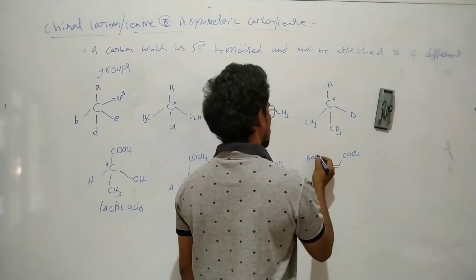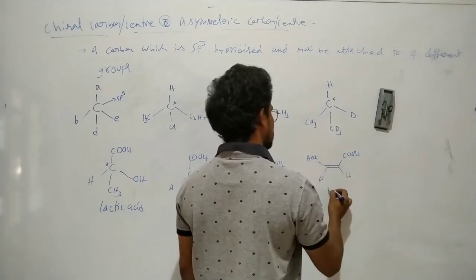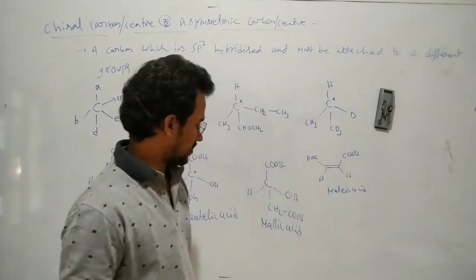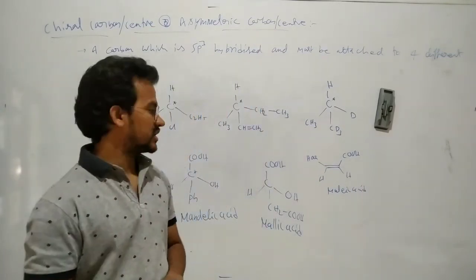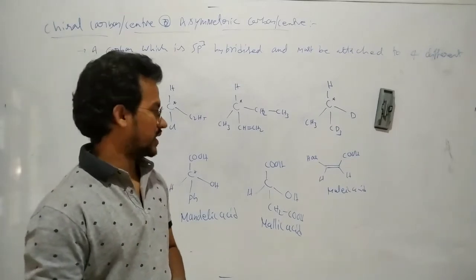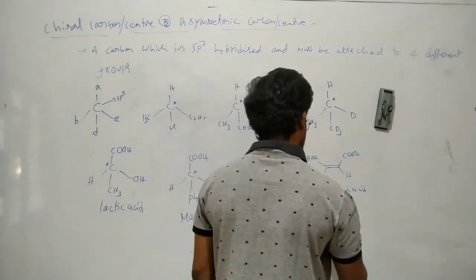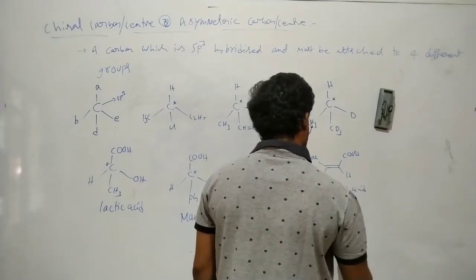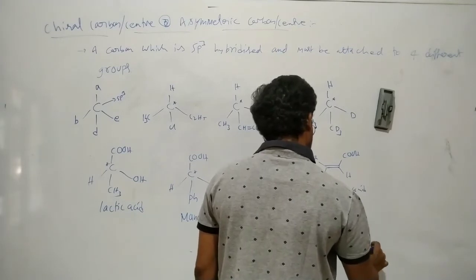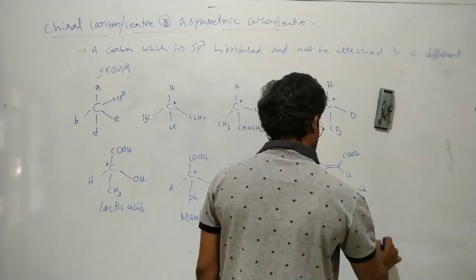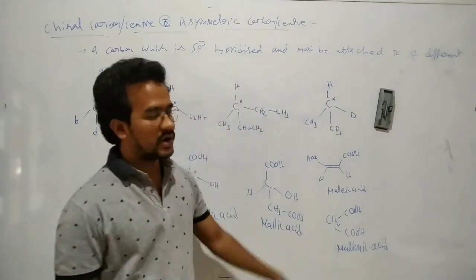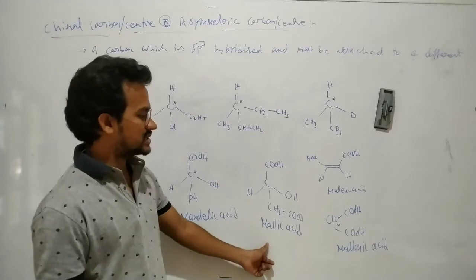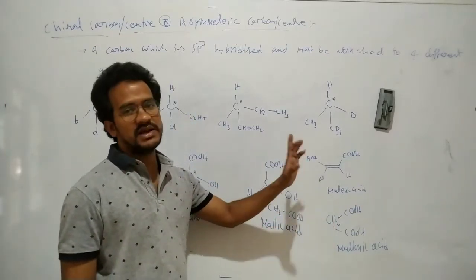COOH, here COOH, hydrogen, this is the hydrogen. This is maleic acid. And what is malonic acid? Malonic acid is a dicarboxylic acid: CH2 with COOH on both sides. This one is malonic acid. All are dicarboxylic acids and the names are similar: mandelic acid, malic acid, malonic acid and maleic acid.